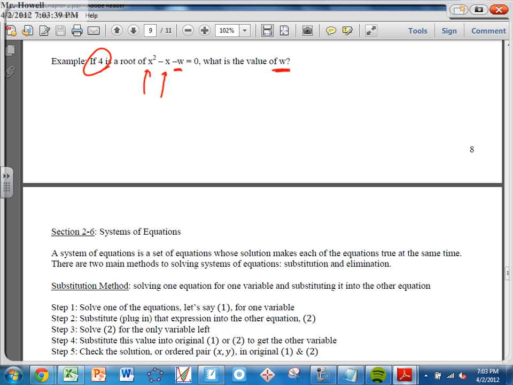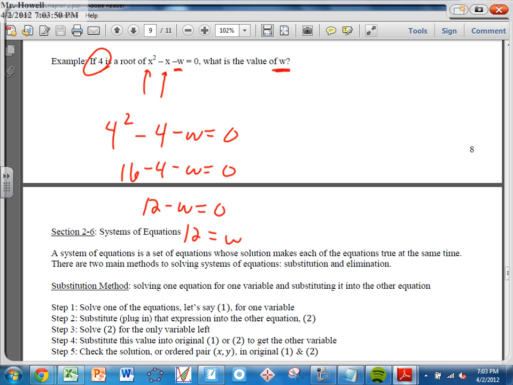So here I put in a 4 squared, minus 4 minus w equals 0, 16 minus 4 minus w equals 0, 12 minus w equals 0, or w equals 12. So whenever you're given a root or an x-intercept or a 0 of the function, you can start by plugging it in for x to solve for what remains.